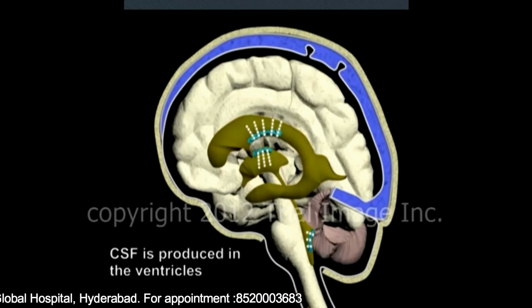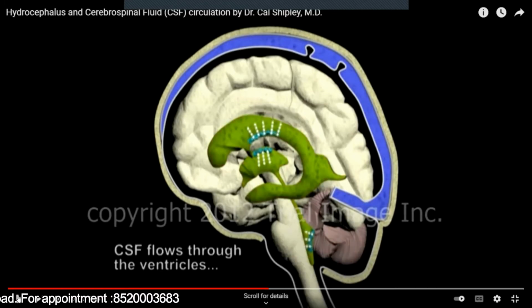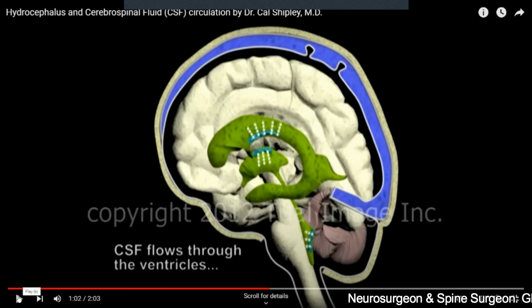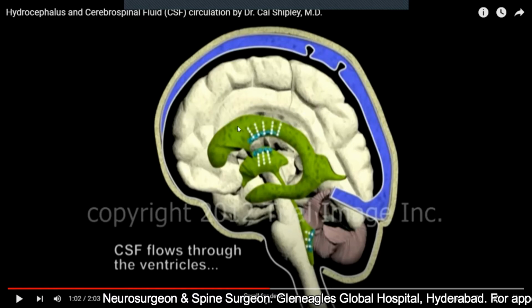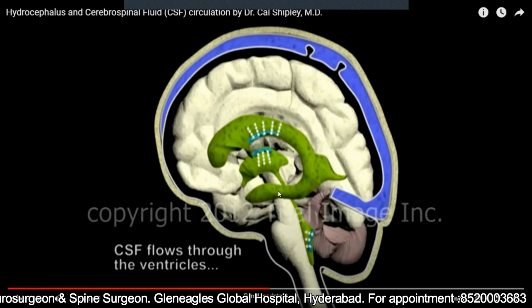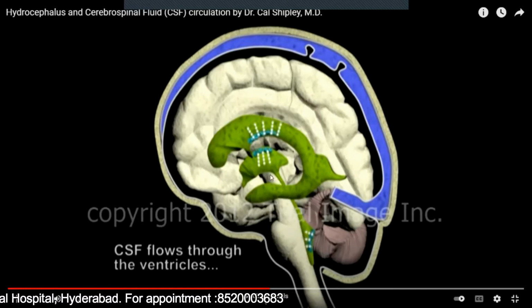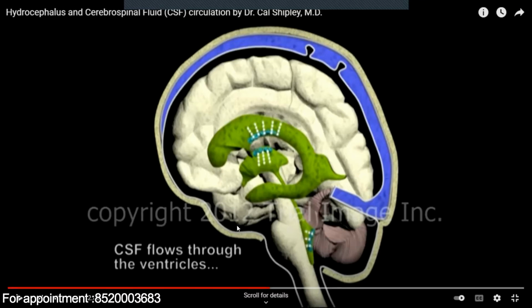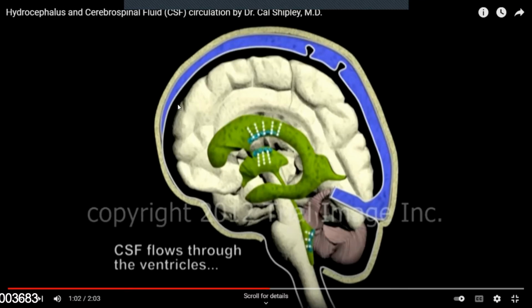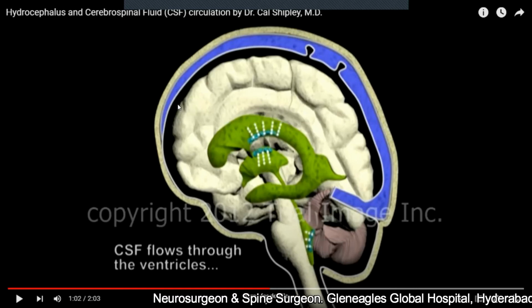Now coming to the CSF. These ventricles are filled with fluid. Why is this fluid present within the brain? This fluid is within the cavities of the brain, which are the ventricles. These ventricles are filled with fluid. This green color one which I am showing over here. Similarly, the fluid is also present all around the brain, which you will be seeing in the later part of the animation. This fluid provides protection to the brain.